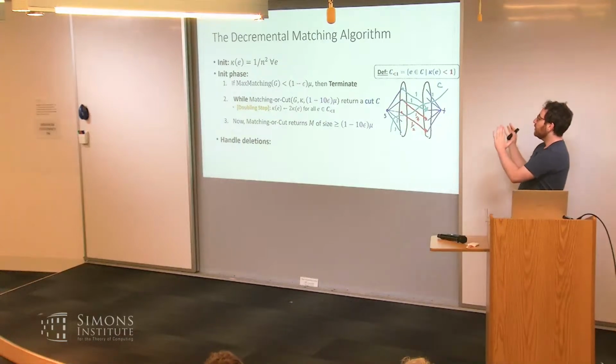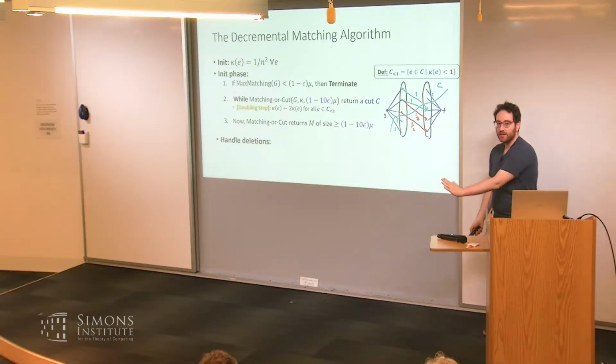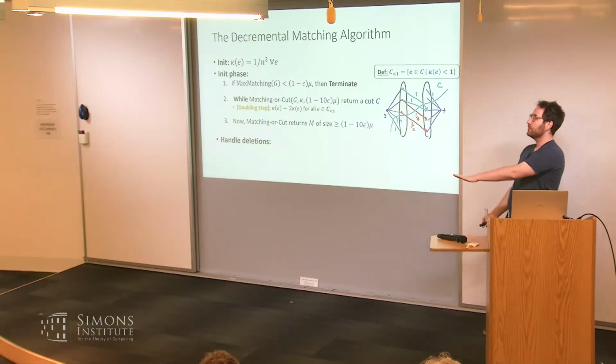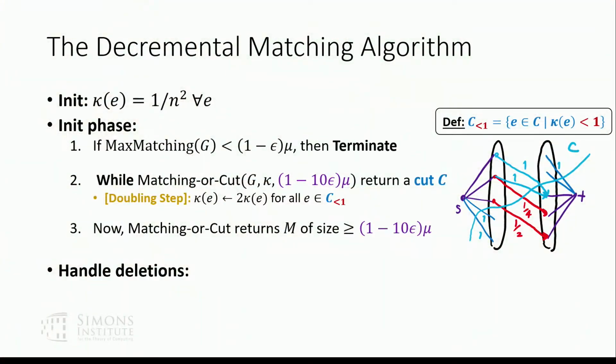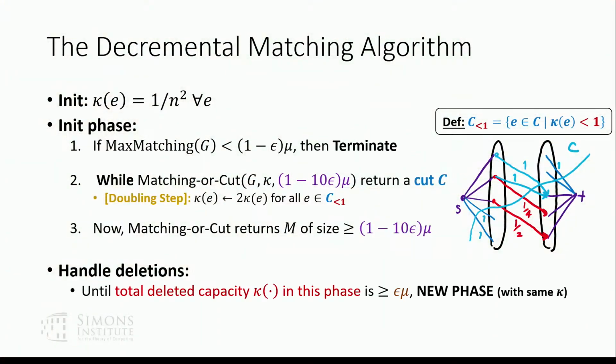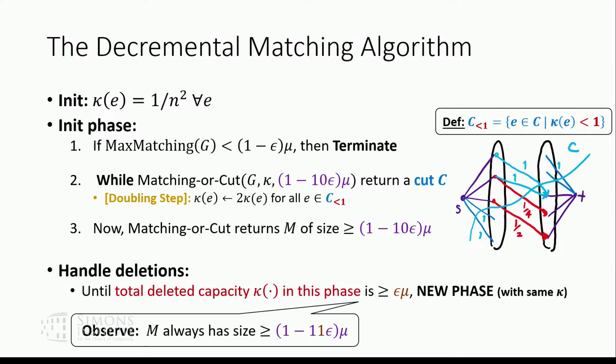So we do all of this just to compute a specific static fractional matching that we claim is robust. Now we handle deletions in the lazy way, where we have to wait until epsilon mu total capacity is deleted. Mu is the size of our original matching. We can wait for up to epsilon mu capacity deletion. Once this is deleted, we just start a new phase. So clearly the matching is always large because we only wait for this much.